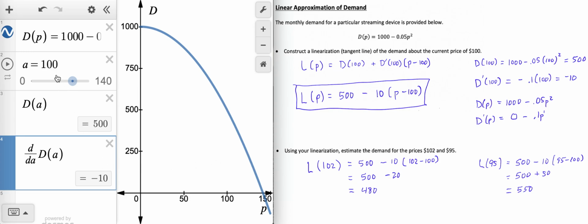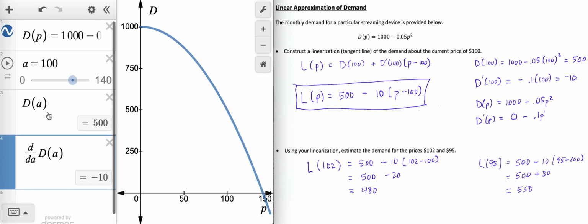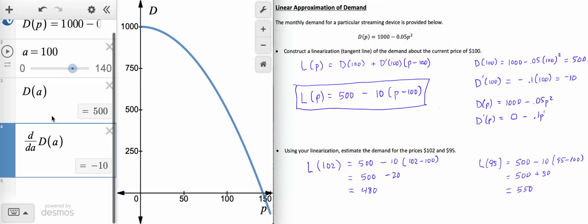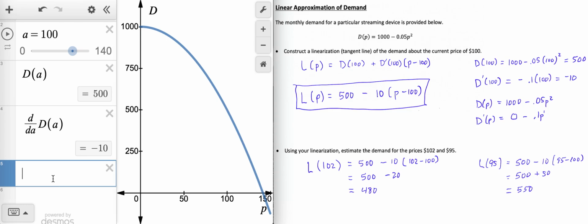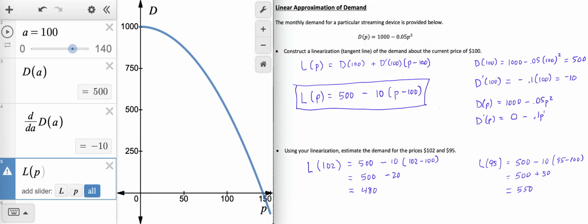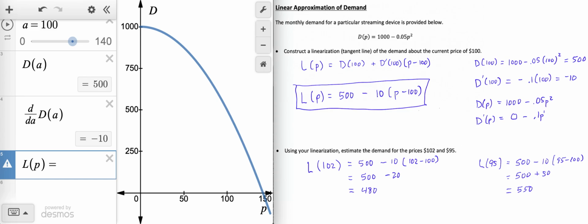So here we've been able to calculate a value and its derivative at a particular point in the process of creating this linearization, or this tangent line. If I wanted to be a little creative and graph the tangent line and do some approximations, I could create the tangent line, and since A is 100, let's say the linearization of P, L of P is equal to 500 minus 10 times P minus the 100.